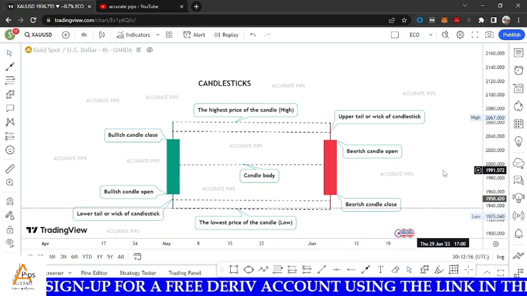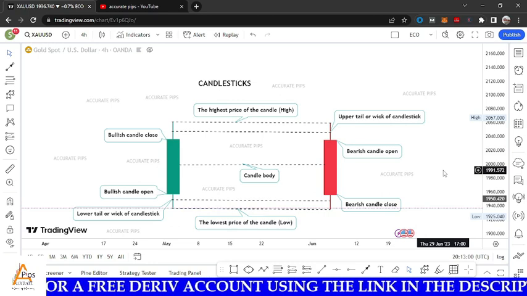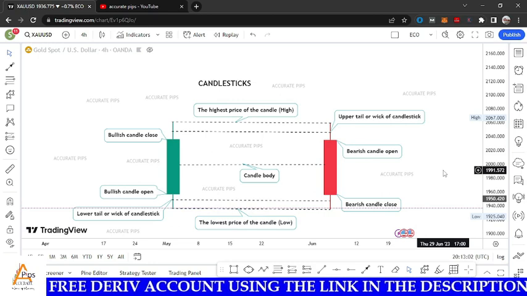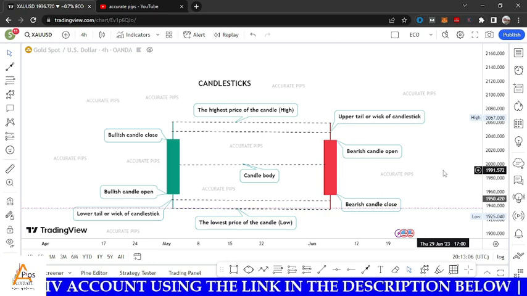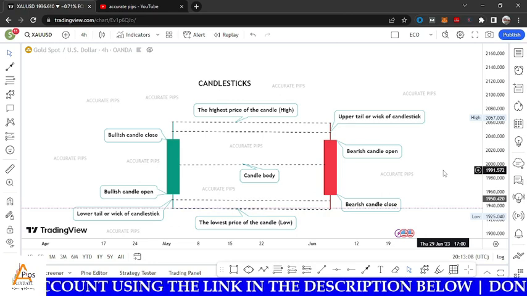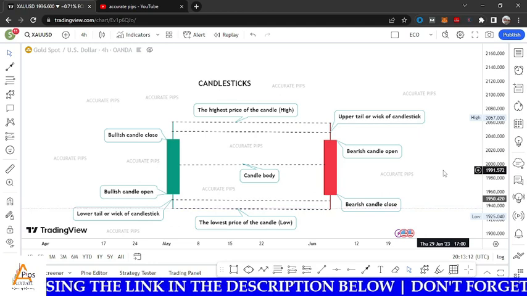Okay, all right, so now let's look at the formation of the candlestick. How are they formed? The candlesticks are formed in two different scenarios. Based on these two scenarios, whether bearish candle or bullish candle, they all use the same pattern of formation.